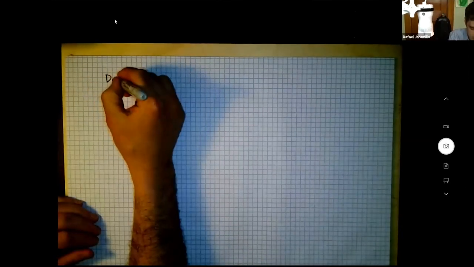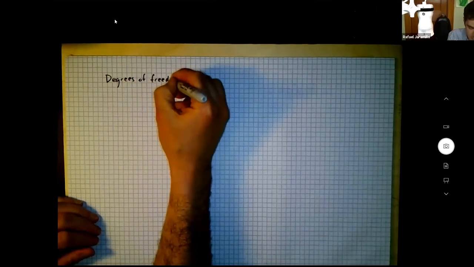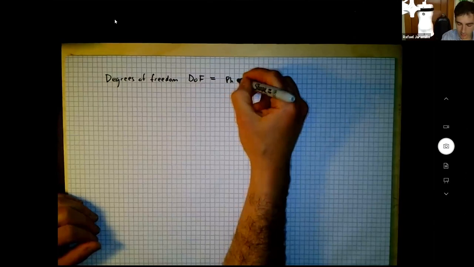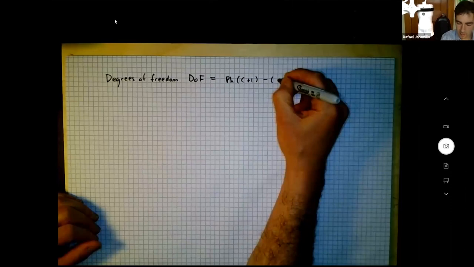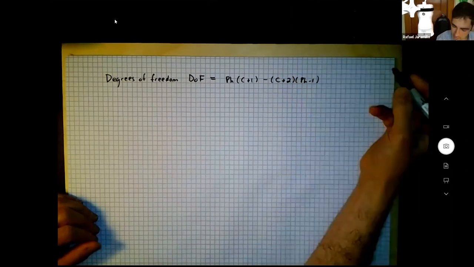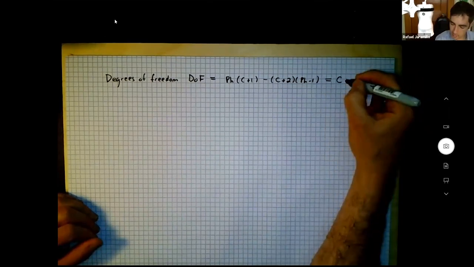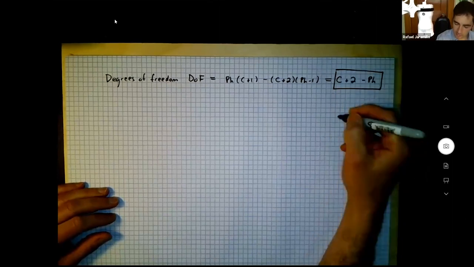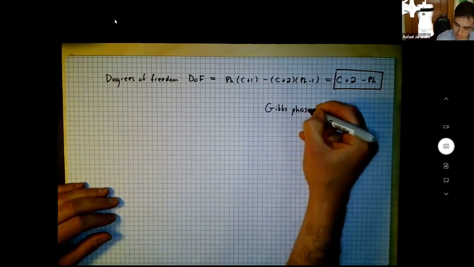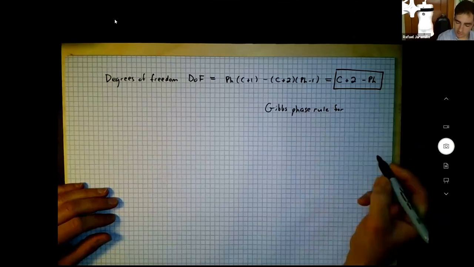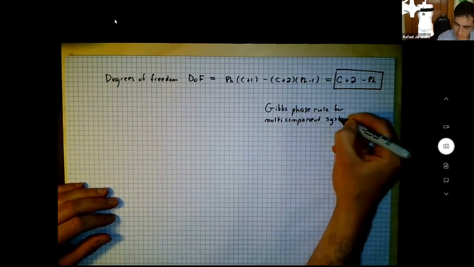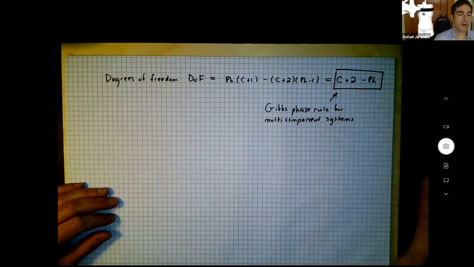So again, this is a linear algebra thing. The number of degrees of freedom, DOF, equals variables minus constraints. And this comes out to be C plus 2 minus number of phases. This is a rather well-known result. This is Gibbs phase rule for multi-component systems.